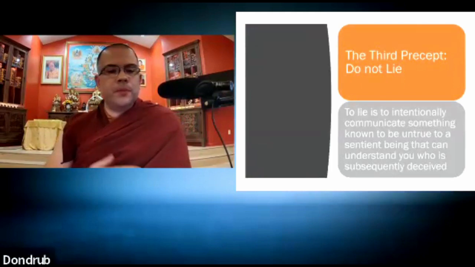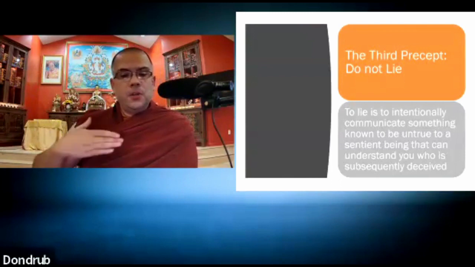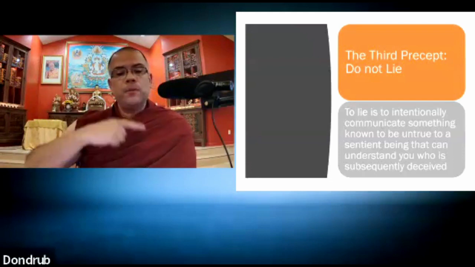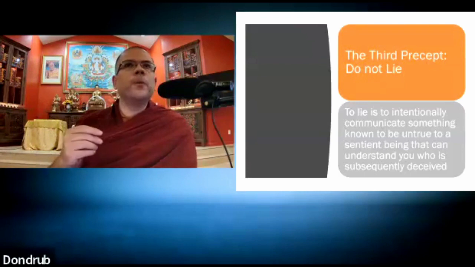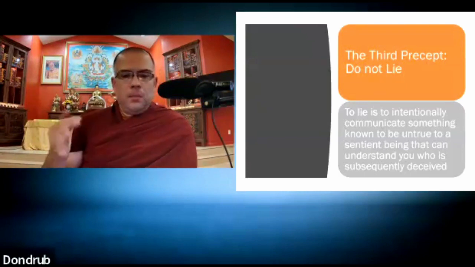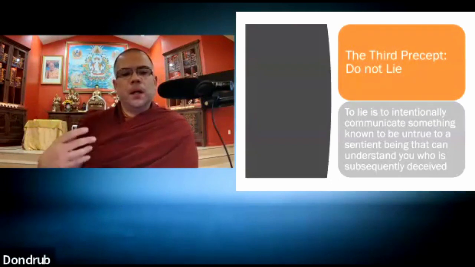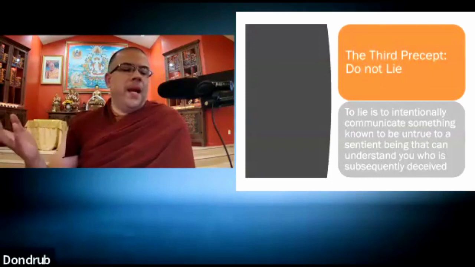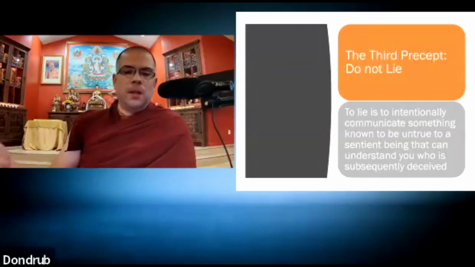Okay, third precept, do not lie. To lie is to intentionally communicate something that you know to be untrue to a sentient being that can understand you, who is subsequently deceived. Communication can be verbal, gestural, written, or visual. Any way of expressing information is communicating.